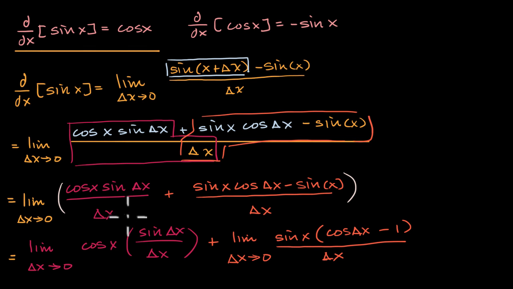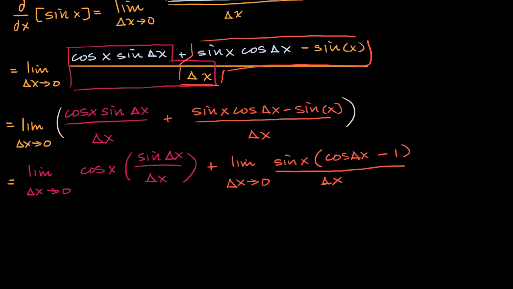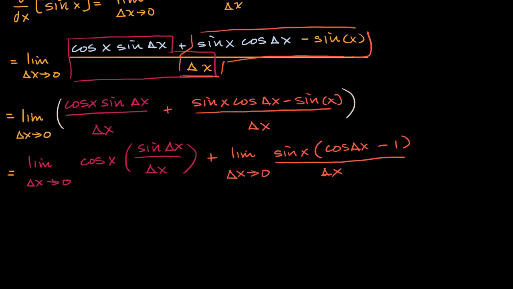And let's see if I can simplify this even more. So this left-hand expression I can rewrite. This cosine of x has nothing to do with the limit as delta x approaches 0, so we can actually take that outside of the limit. So we have the cosine of x times the limit as delta x approaches 0 of sine of delta x over delta x. And now we need to add this thing.